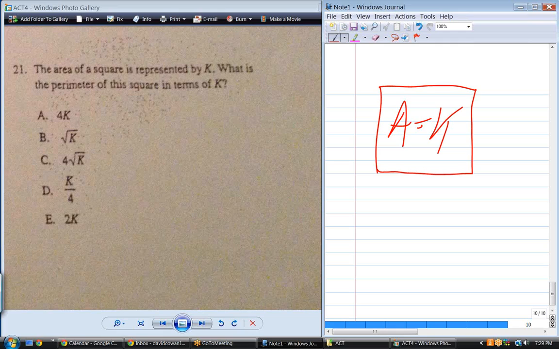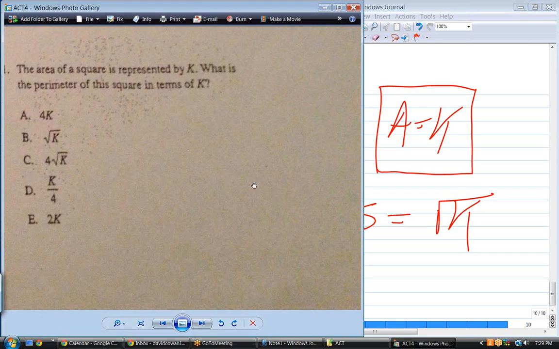K/4. No. If the perimeter was K, that would be true. But you don't get the area by adding up all four sides. The square root of K. There you go. So one side length is the square root of K. How many sides are there in a perimeter? 4. So the answer is 4 times K squared. 4 square root of K. Yeah. That's what you meant.